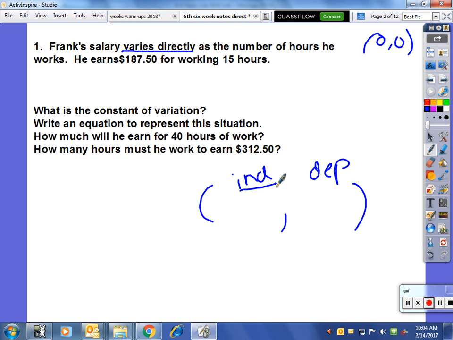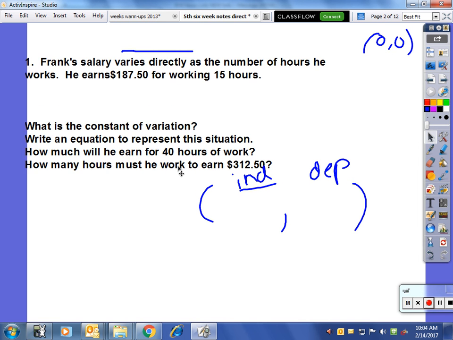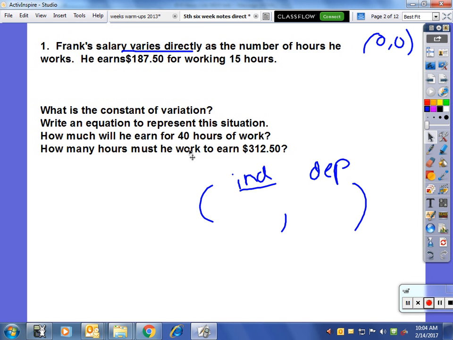What number is independent then? Okay, don't even look at these questions. Look at the situation at the top. 15. What's dependent in this problem? $187.50. What's the other point I automatically know? 0, 0. Because if he works 0 hours, he's going to get $0. So that's why I only need 1 point to find slope.